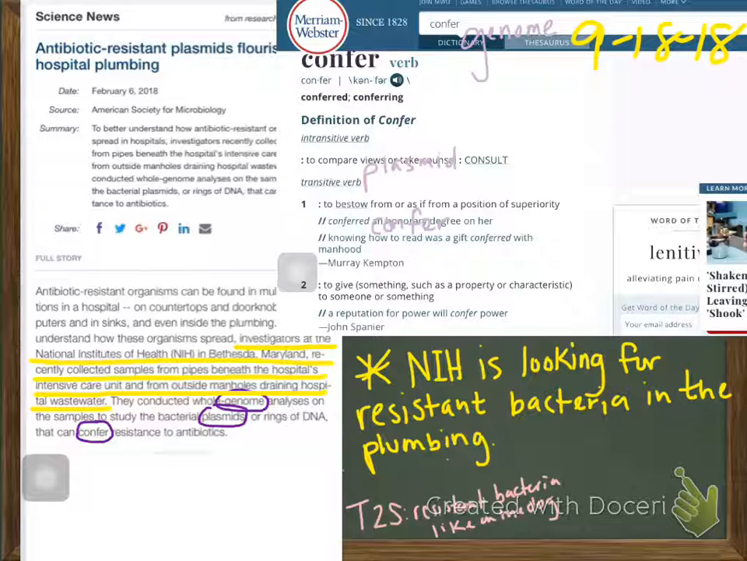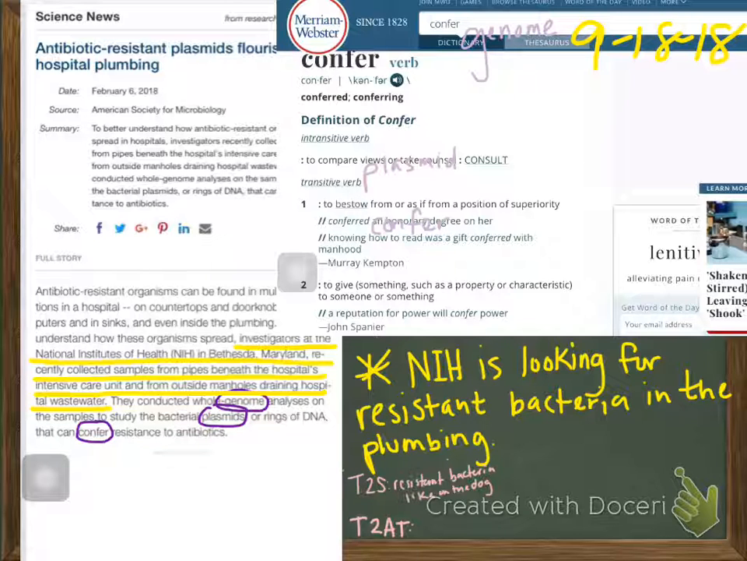Do we have any text-to-another-text or text-to-world connections? It's not really a text, but we seem to have watched a movie about antibiotic-resistant bacteria in the National Institutes of Health. Guess what they're talking about? Same thing. So I'm going to do text to another text, like in Nightmare Bacteria. NIH, NIH-ICU. This is the same place that we saw in the film. Okay, that gets us through the first paragraph.